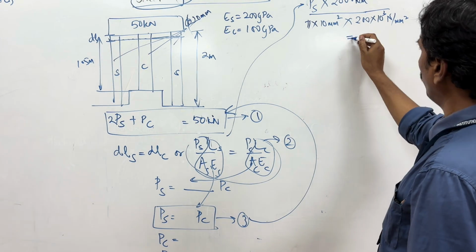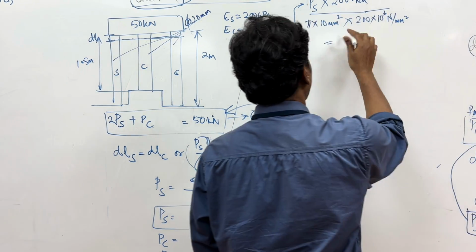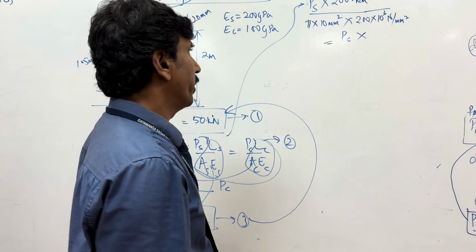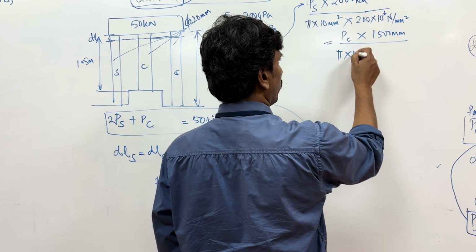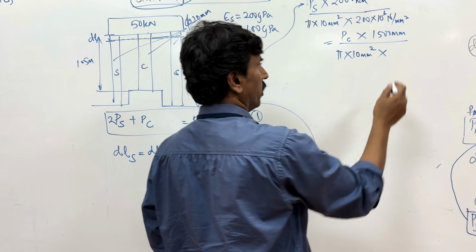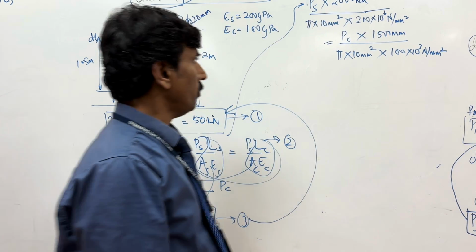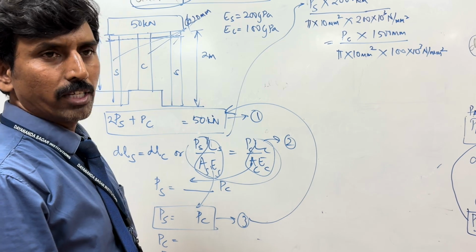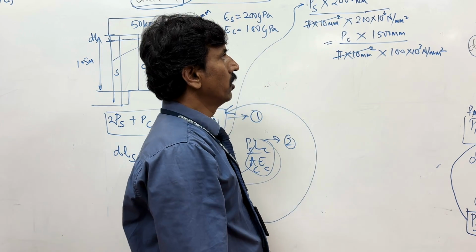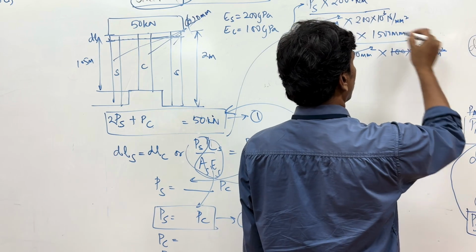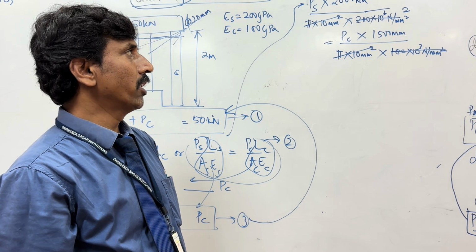So this is equal to PC into LC, which is 1500 mm, divided by pi r square, with Young's modulus of copper 100 into 10 to the power of 3 Newton per mm square. So here, if you do this directly, you can cancel a lot of things. You can cancel this and this, you can cancel this with this too, and this and this with 2.